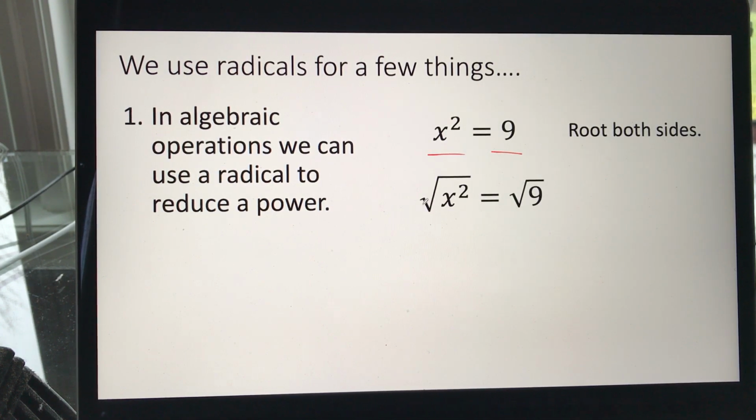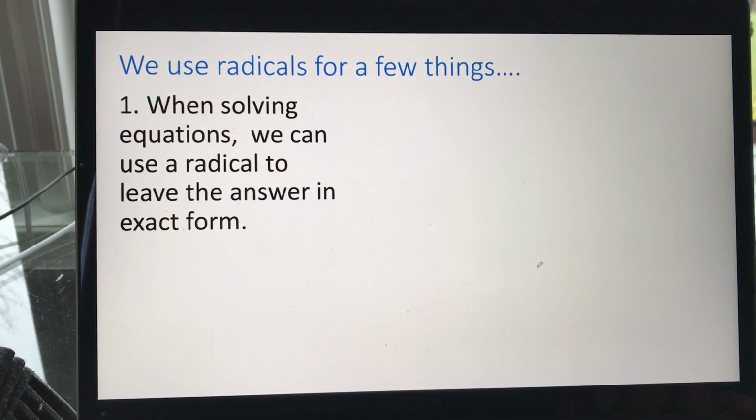We can impose this root or radical on both sides, and that allows us to square root x squared, which of course allows us to solve for x, and root 9 gives us plus or minus 3. So we use radicals operationally. We can also use radicals when we solve equations. We can use a radical to leave an answer in exact form.